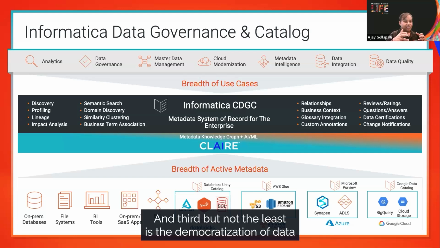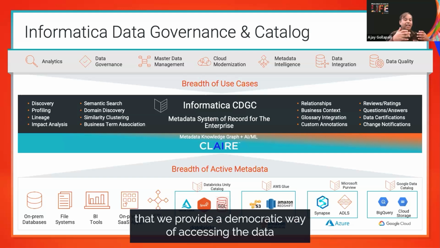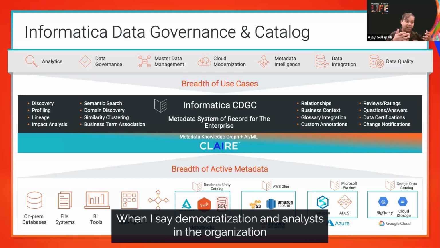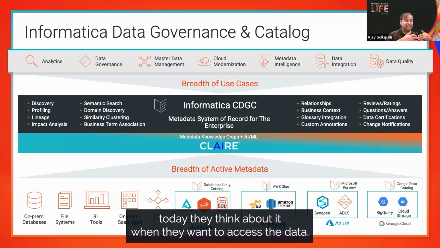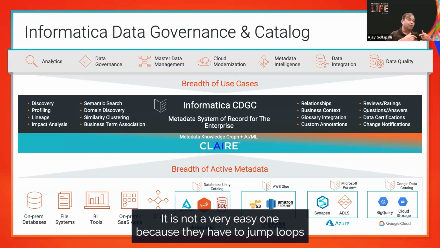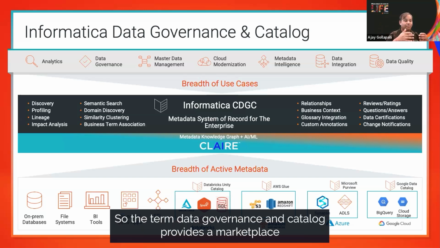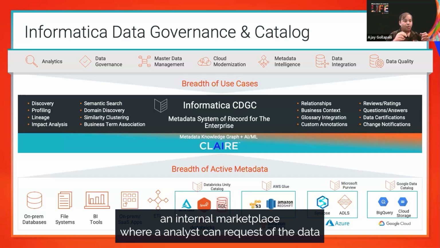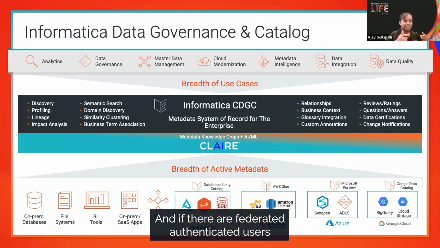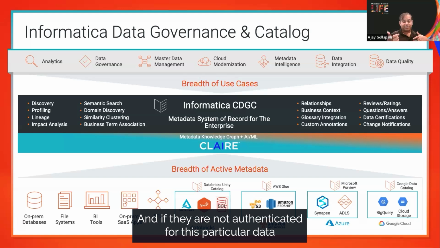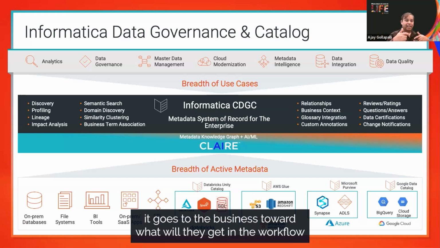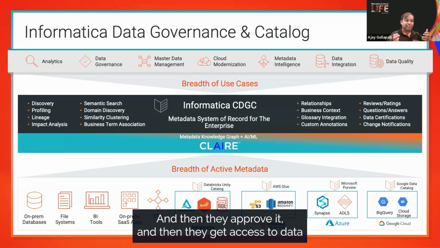And third but not the least is the democratization of data, where we provide a democratic way of accessing the data. When I say democratization, an analyst in the organization today, when they want to access the data, it is not a very easy process because they have to jump through loops to get access to the data itself. So the Cloud Data Governance and Catalog provides an internal marketplace where an analyst can request the data, and if they are federated authenticated users, they get immediate access to the data itself. If they are not authenticated for this particular data, it goes to the business steward, where they get a workflow, and then they approve it and the analyst gets access to the data.